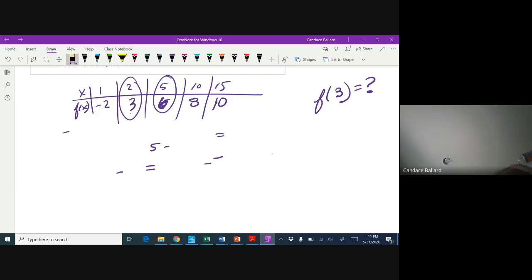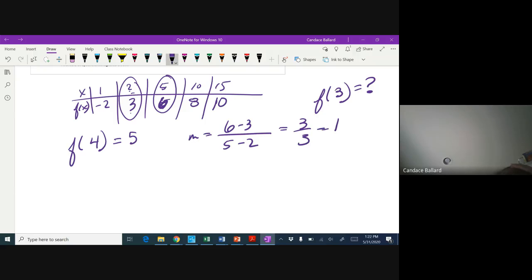Okay, so here's what it typically is, because typically you don't have the value in the table, right? Sometimes they'll say, hey, find f of 3, right? Well, let's say find f of 4. And they'll tell you f of 4 is like, let's say 5, okay? And then you would know you'd have to find the slope with these two because they surround it. This was probably going to make more sense. So 6 minus 3 over 5 minus 2, which is 3 over 3, which is 1. So this is your slope. This is your point because they gave you that information.